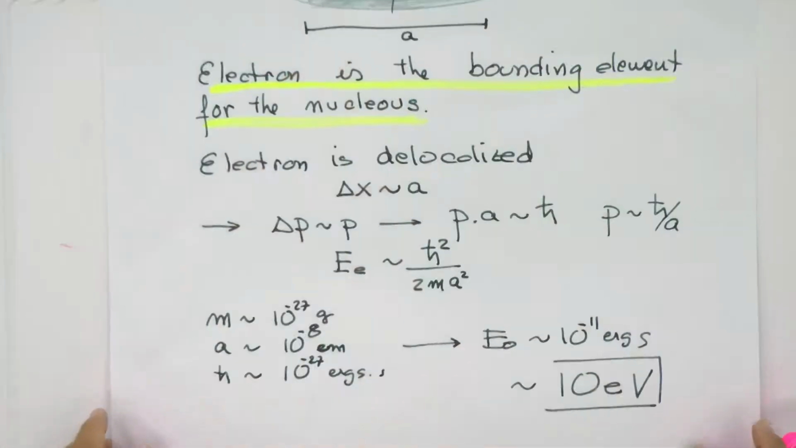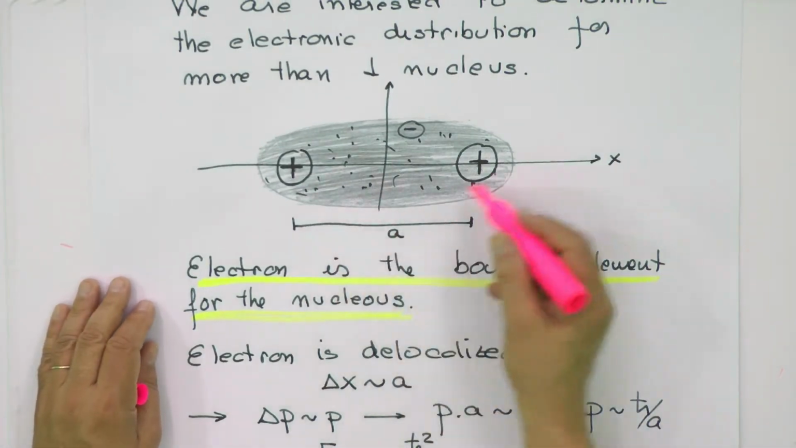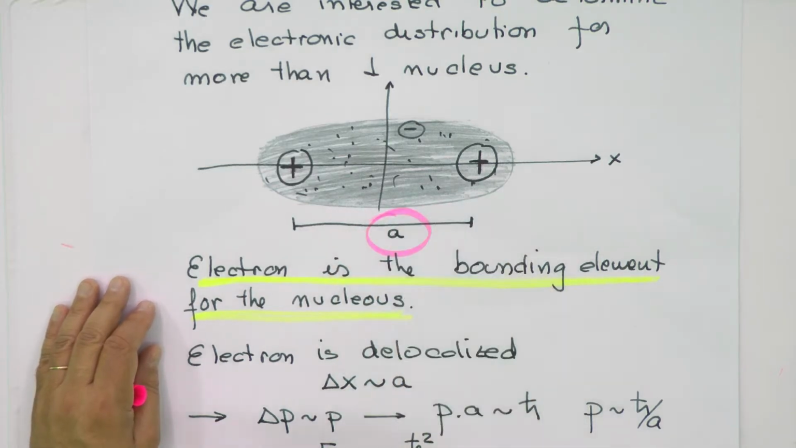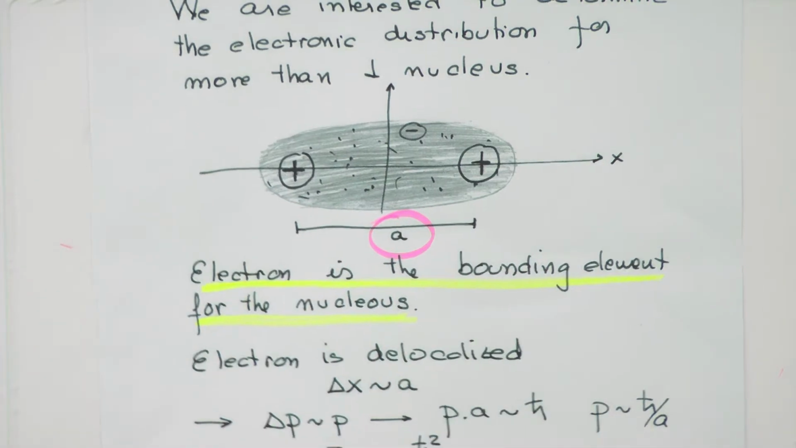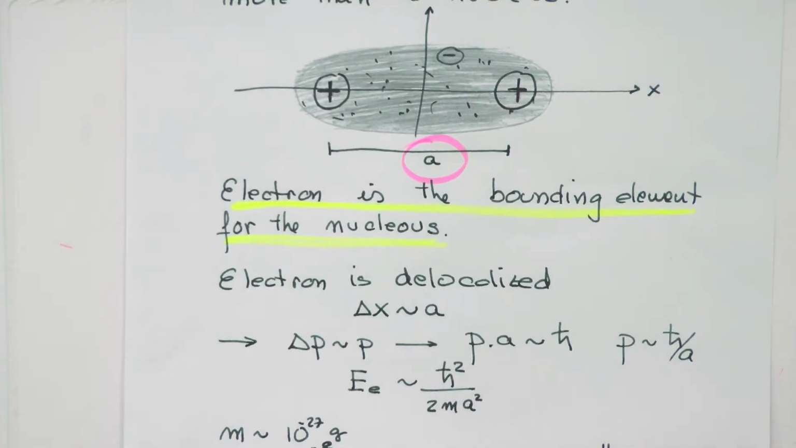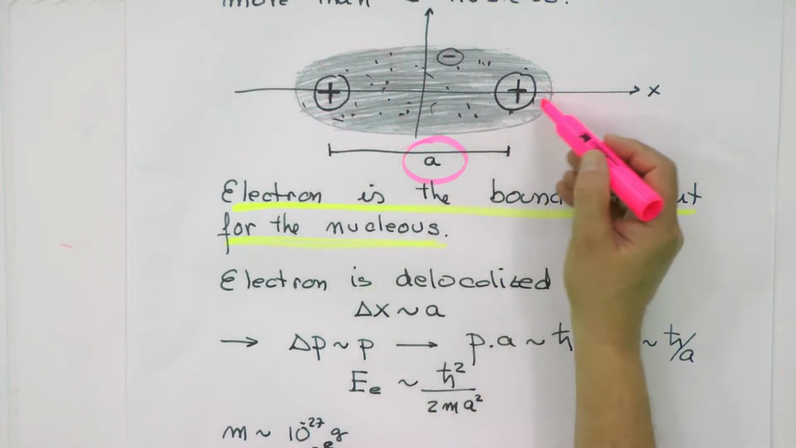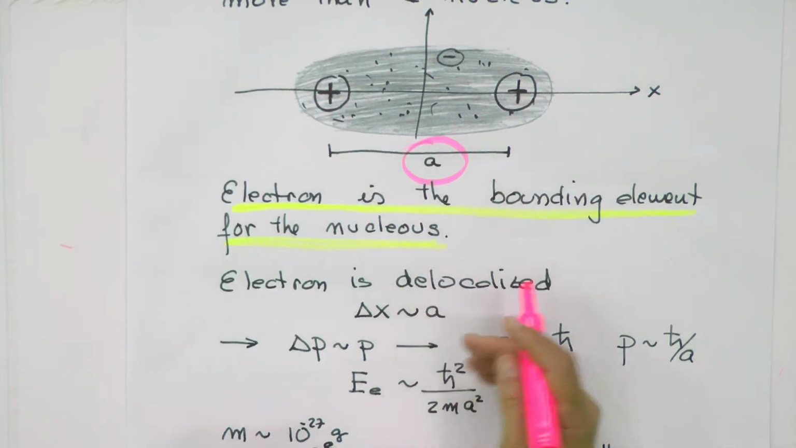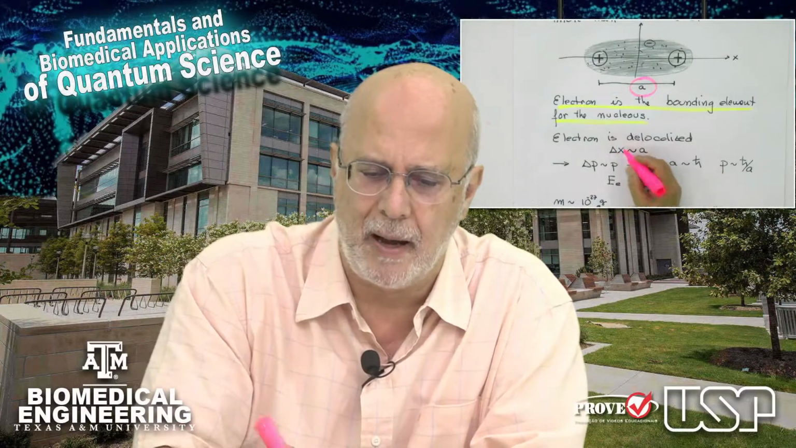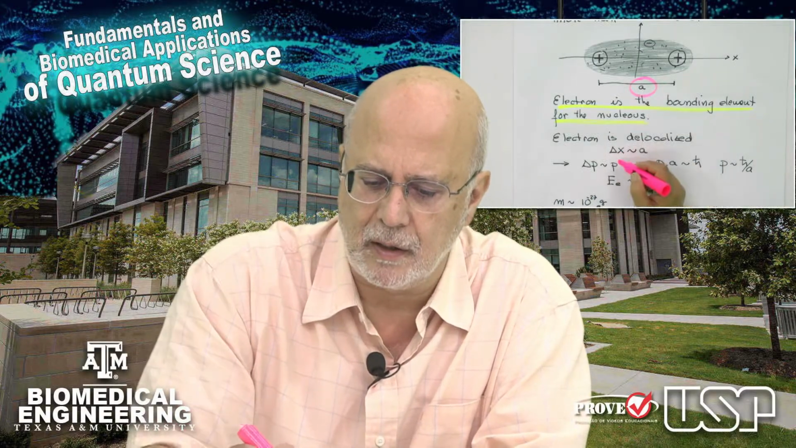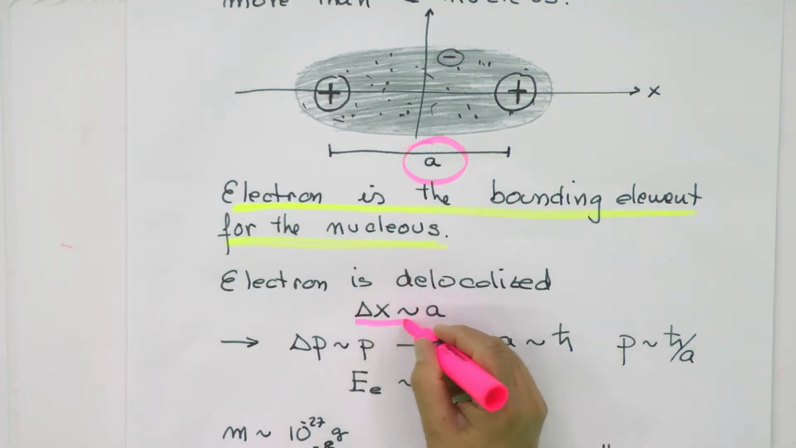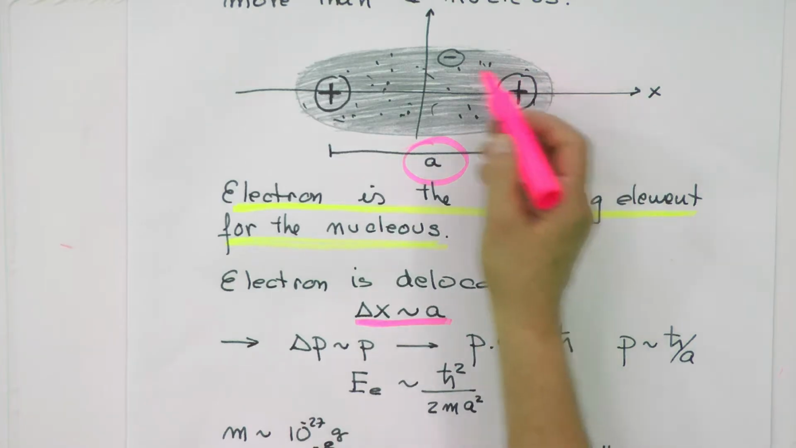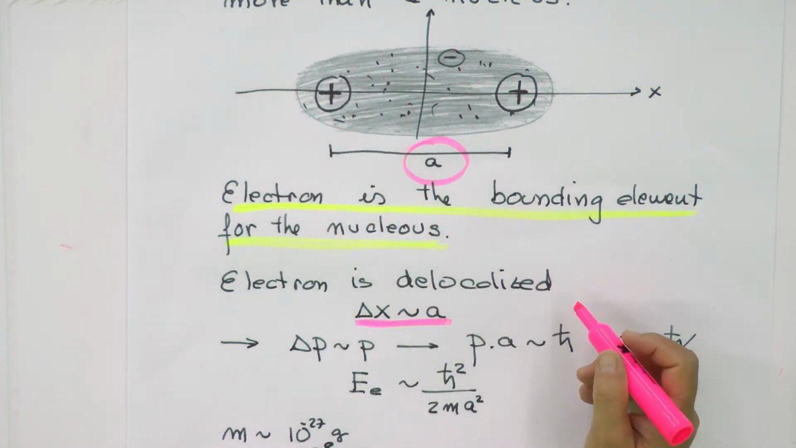So the first thing is to look at the molecule. Actually, the two nuclei are separated by a distance that we're going to call A here. So A is the internuclear distance. And the electron has to be around this part. So the delocalization, or the space occupied by the electron, is on the order of A in one dimension, right? So we have a delta X, let's say, about A, because the electron has to be here.